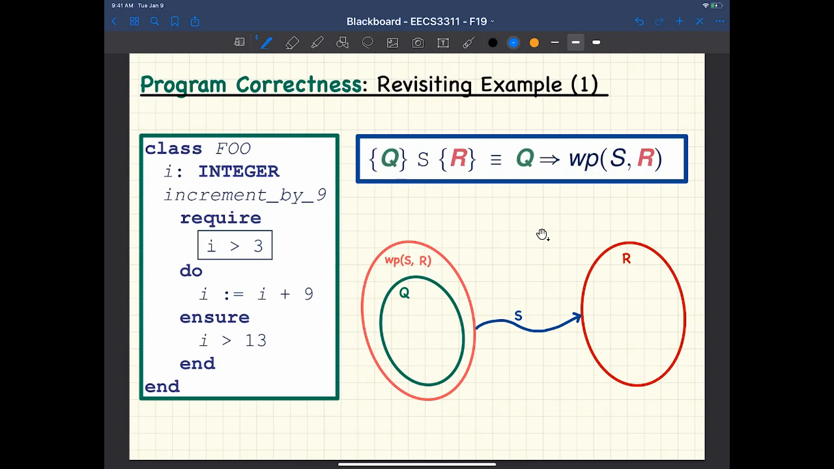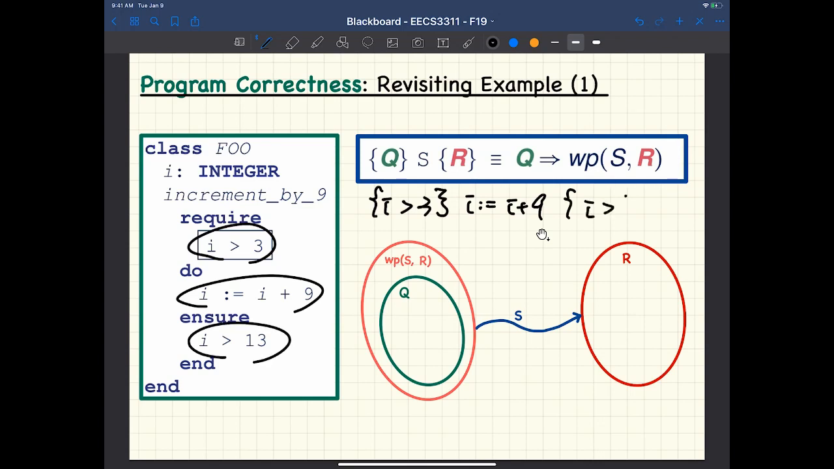Okay, so now for this guy here, again, you should know how to translate it. So now what I will do is I larger than 3. That's the Q, and then that's the program. I is assigned to I plus 9, and then I larger than 13. Let me fill in the blanks over here. I larger than 13 is the post condition I would like to establish over here. And this is the implementation, I plus 9. And the existing precondition I have is I larger than 3. I'm just filling them in.